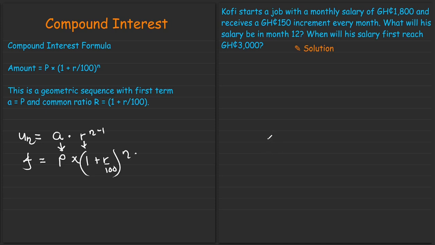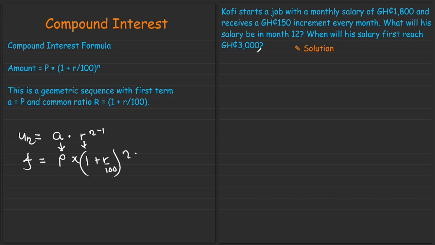So for our first question, it says Kofi starts a job with a monthly salary of 1,800 cedis and receives 150 increments every month. What will his salary be in 12 months, or in month 12? Then when will his salary first reach 3,000? What type of sequence is this?